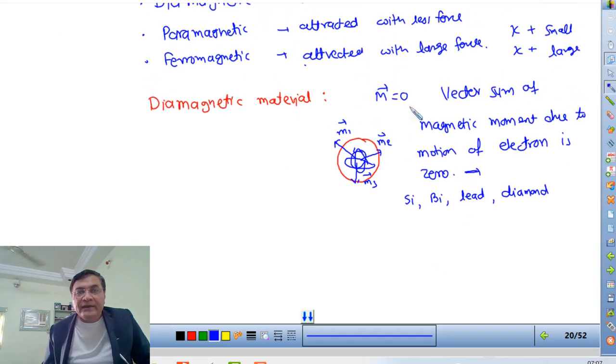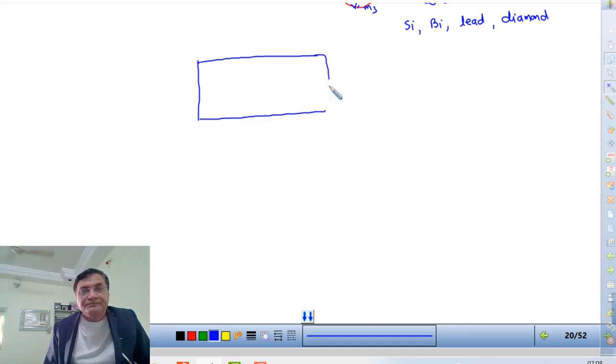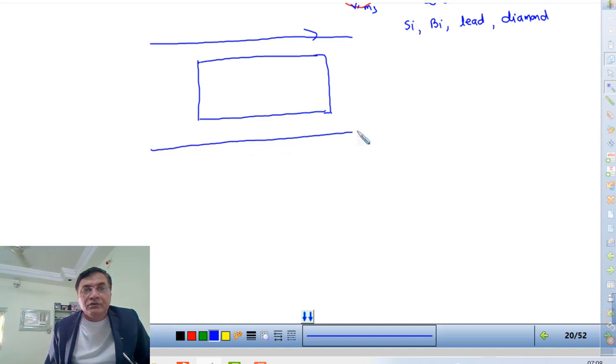Now, if each atom is non-magnetic, and you take the bulk of this material, suppose this is the bulk of this diamagnetic material, suppose this is copper. If it is non-magnetic, then why does it repel the magnetic field? Why does it go toward the weaker field? Because I give the magnetic field from outside. Okay. So what will happen inside?